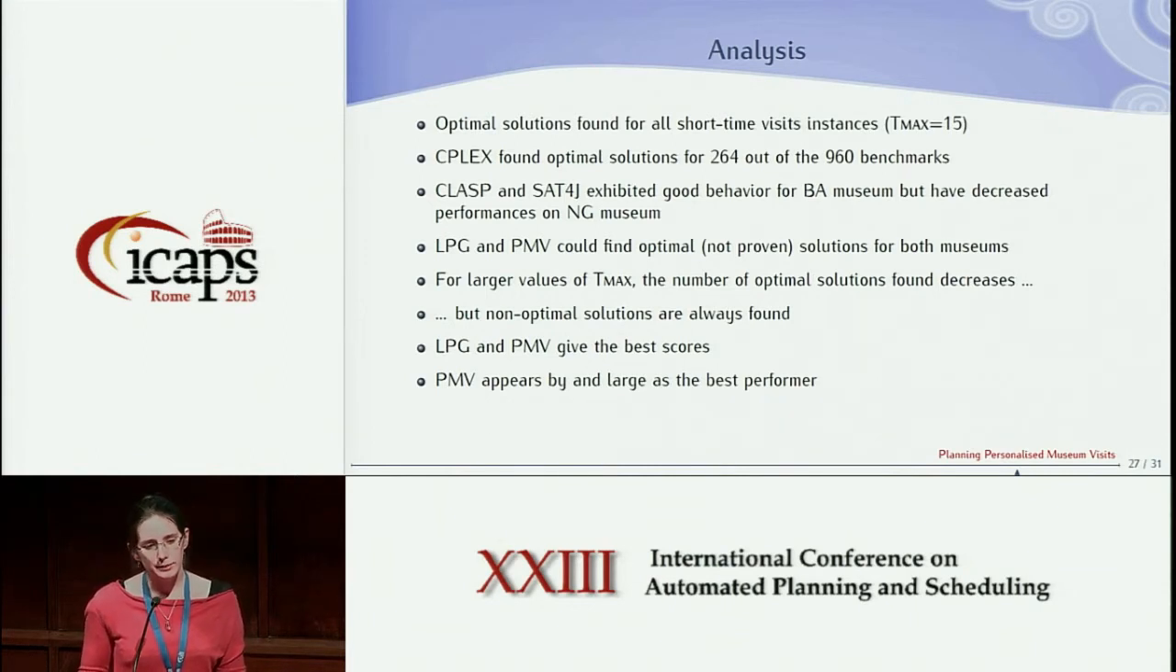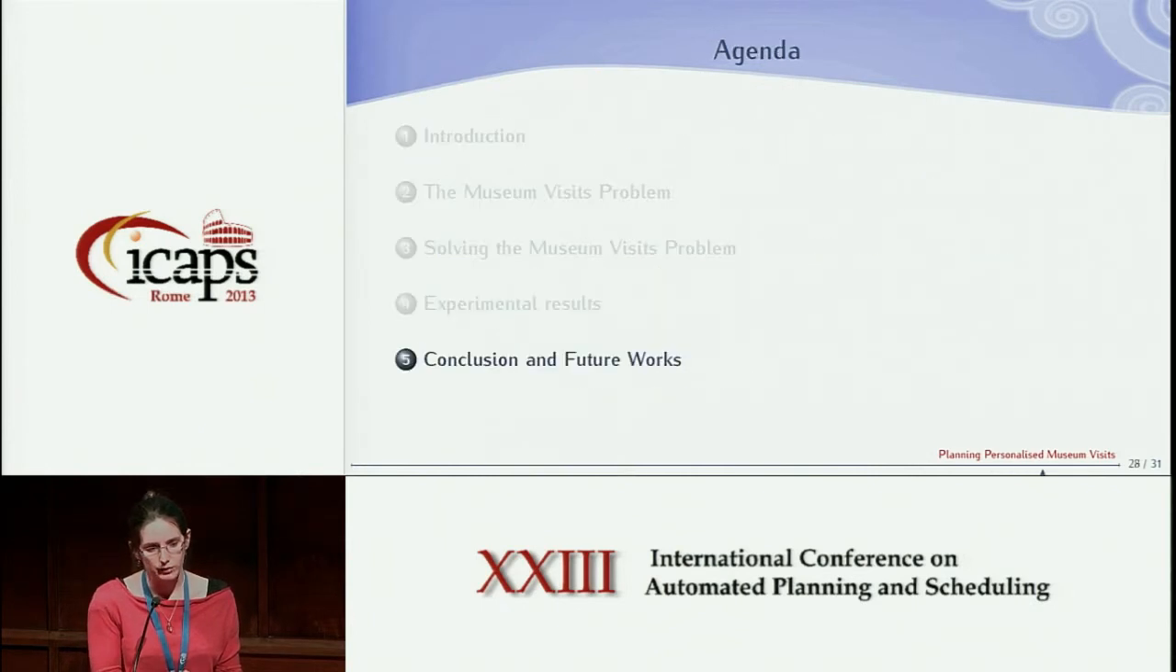LPG and PMV could find optimal solutions, so they could not prove that it was optimal, but they found the optimal solution for both museums, not all the benches, but for many benches of the two museums. But when we come to larger Tmax, so the higher the time we want to spend in the museum, the harder it is to find a good solution. But we can always find non-optimal solutions, and when it comes to non-optimal solutions, LPG and PMV are the ones who give the best results, and PMV actually is the one that gives the best results.